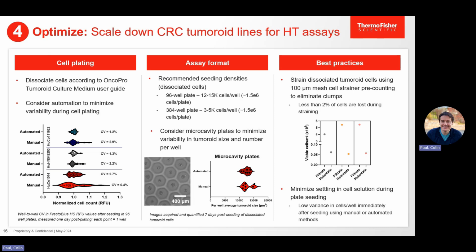Formats such as microcavity plates, which include micropattern divots at the base of each well, can be used to further control tumoroid size. As far as best practices, we typically will strain cells through a 100 micron mesh cell strainer prior to plating and after dissociation to remove any non-dissociated cell clusters and promote even well-to-well seeding. One other watch out is to minimize cell settling during handling by using agitation or trituration, as these tumoroid cells tend to settle out of suspension more quickly than immortalized cell lines.